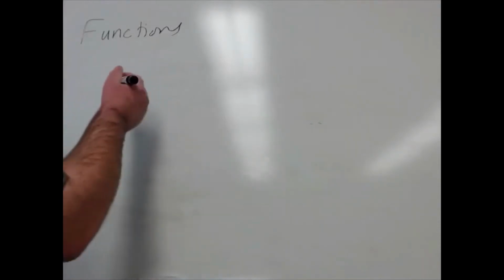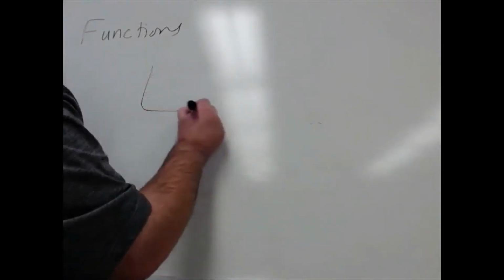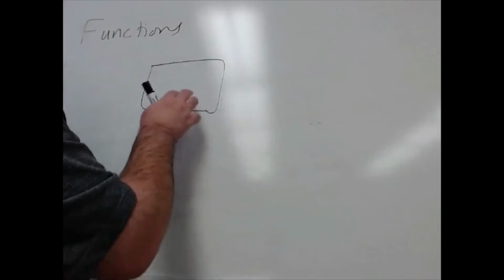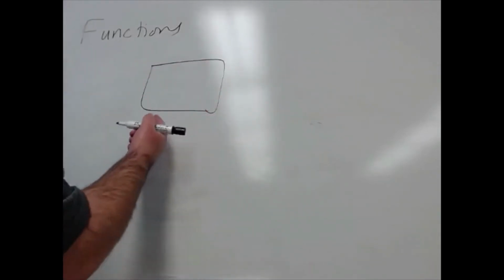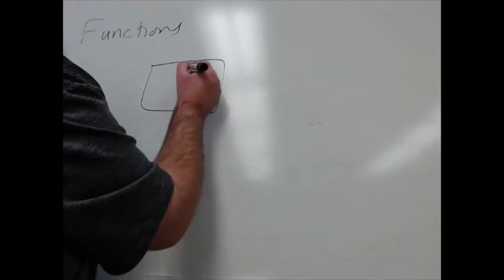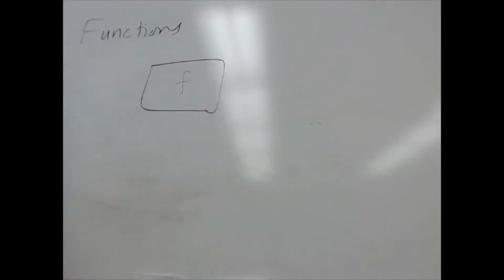Alright, so here's a little introduction to functions. An analogy that I like to use for functions is that they're kind of the same as machines. Machines always do the same job all the time to the same part. A function acts just like that. So here's my machine, just represented by a box. And this function, I'm going to call it function f.